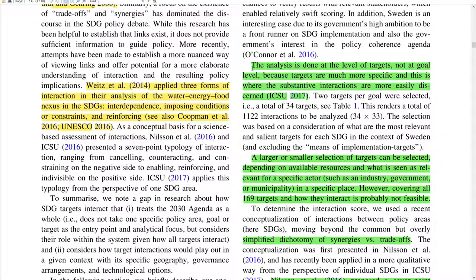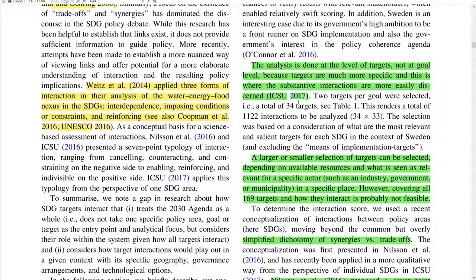So the analysis is done at the level of targets. So for each goal, we have two targets. That's where the analysis is done, and not on the level of goals. We're not comparing goals and goals, we're comparing targets, because targets are much more specific, and that's where the interactions are discerned, and we can make out that there's a difference between the goals.